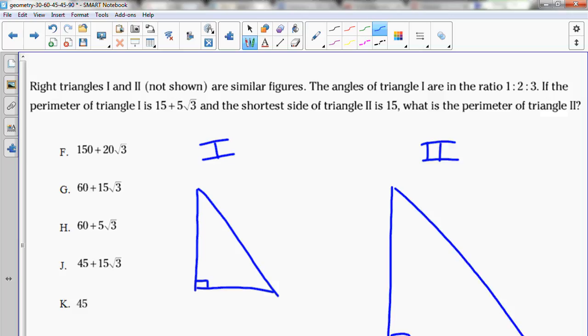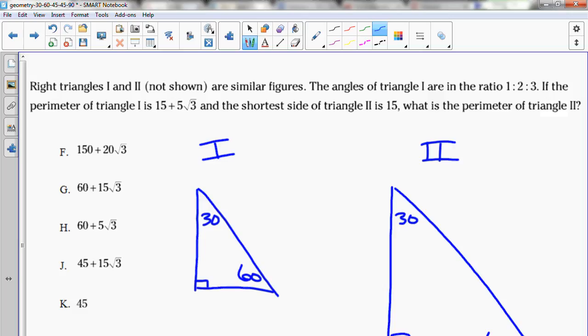All right, there we go. Okay, now, so I got two 30, 60, 90 triangles. Let me put my angles in here. All right, now, we did a problem like this earlier. It gives me the perimeter. It doesn't give me the sides.